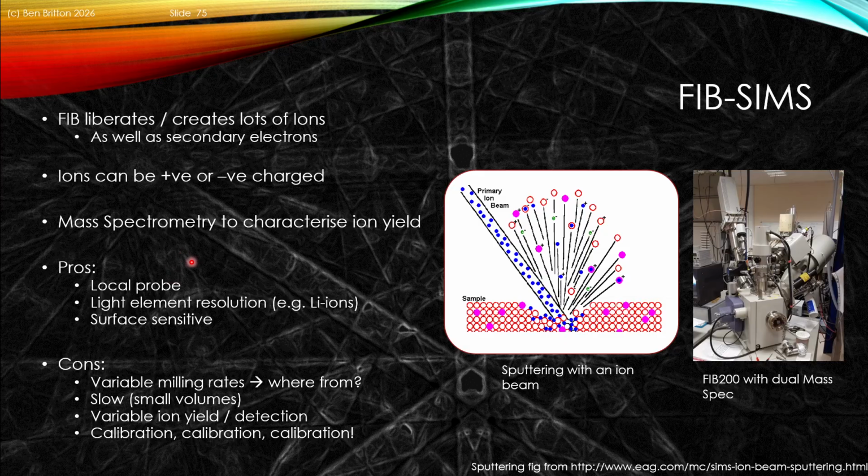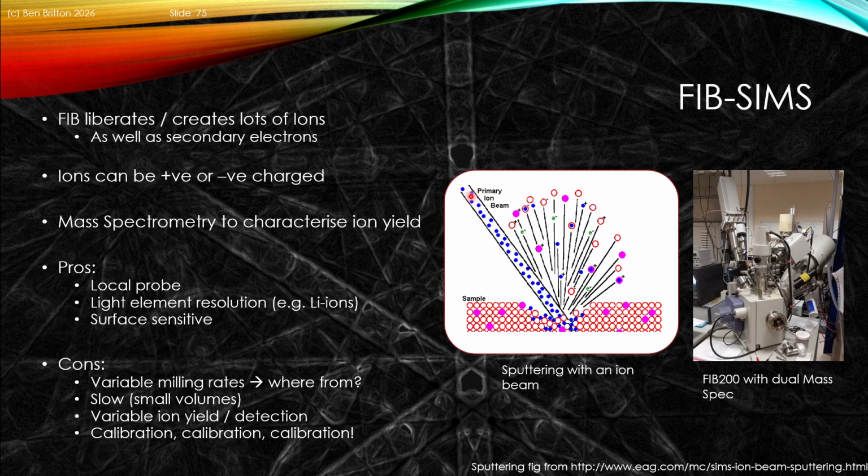What's really cool about this method is it's a relatively good local probe, so you can get quite high spatial resolution because the primary ion beam is a tightly focused area. It's also one of the few methods that can relatively easily detect lithium. Most of the other methods require you to have lithium metal. If you have lithium 1+, then you don't have enough electrons to produce interesting signals for EDS or similar. So you can get light element resolution of lithium ion, so good for battery systems, and it's very surface sensitive.